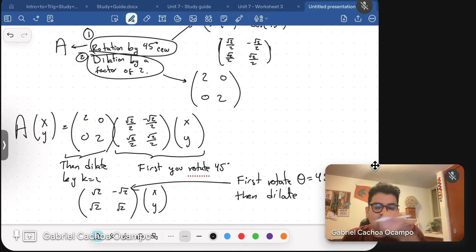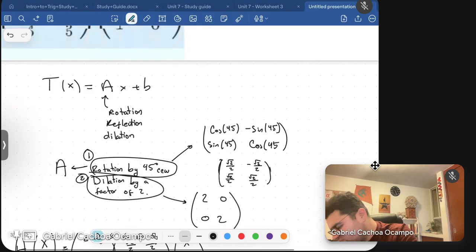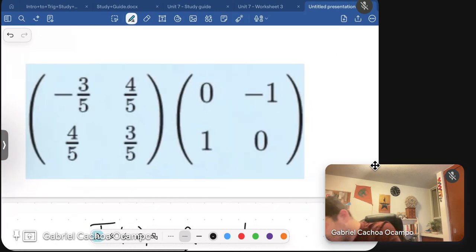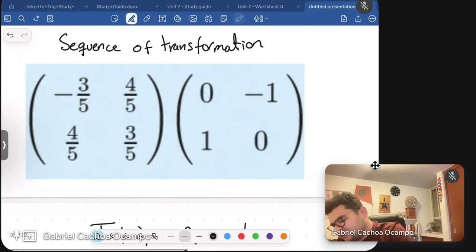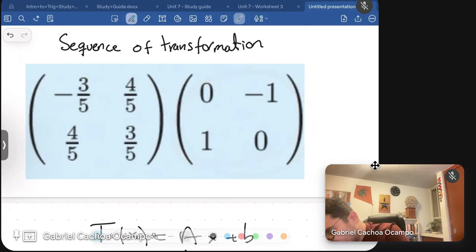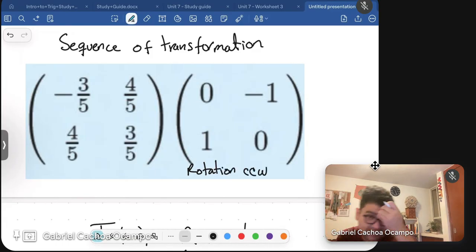So once we have understood what an individual transformation is, we can combine them. For example, if you look at this one, this is a sequence of transformations. In this sequence of transformations, what is the first one? This one is a rotation counterclockwise by 90 degrees.